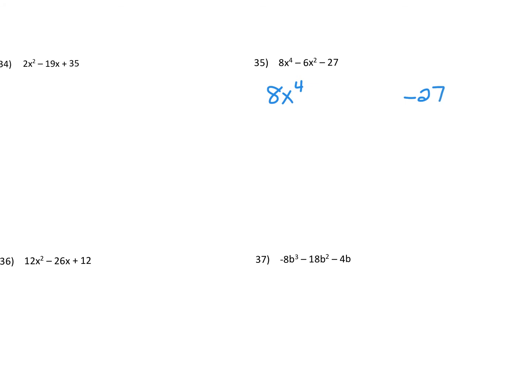Okay, now in order to figure out what two numbers we're going to use for our terms here and here, we need to come up with first our rainbow number, right? So we can multiply together 8 times negative 27, which is negative 216. And what we have to do is come up with two numbers that multiply to negative 216 and add to negative 6.